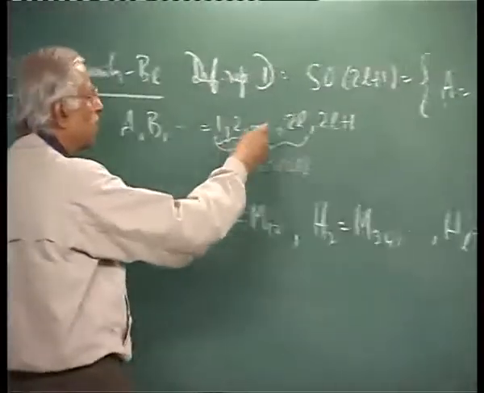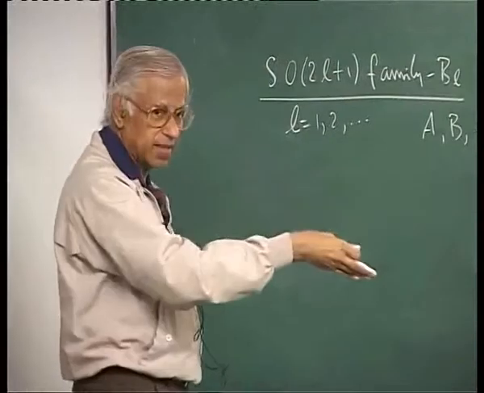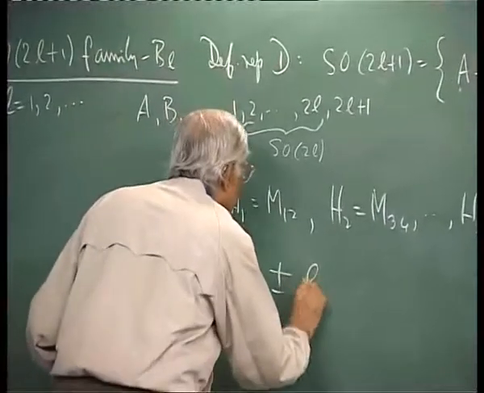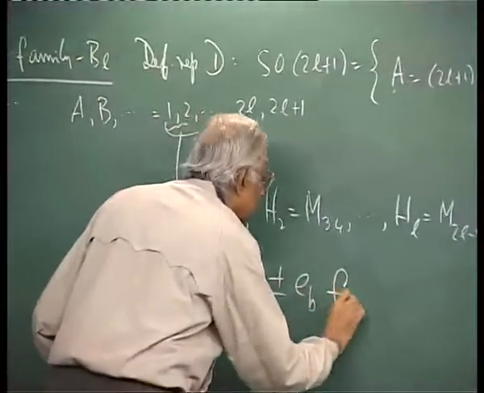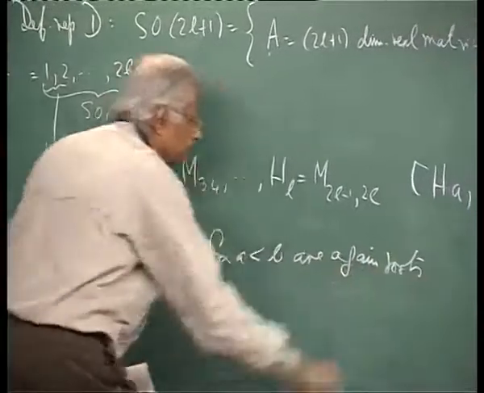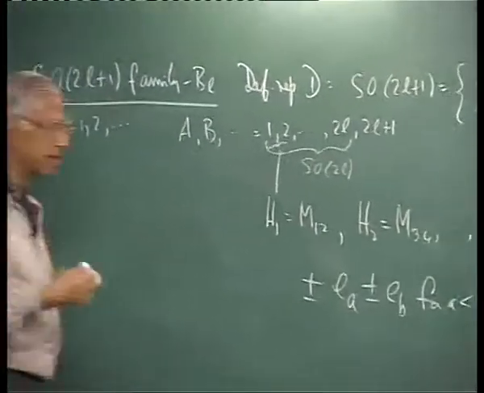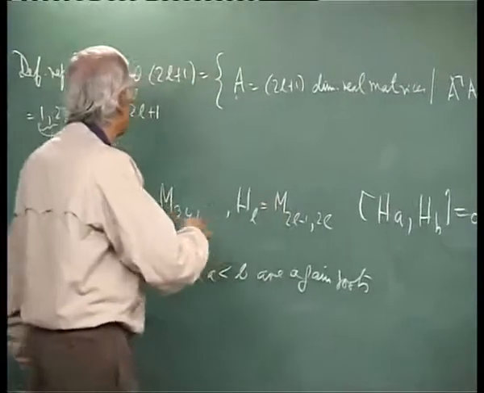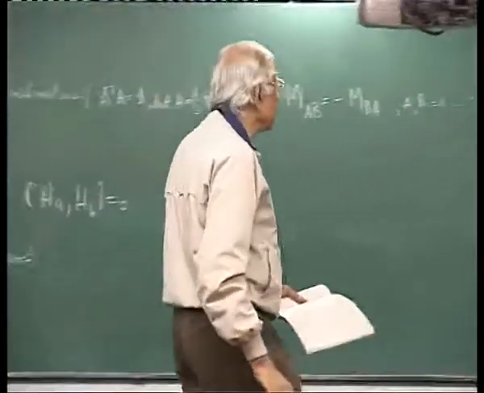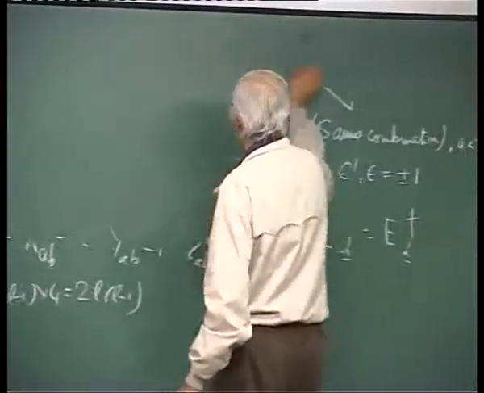If you just ignore the value 2L plus 1, the last dimension, and look at M_AB for A, B running from 1 to 2L, everything we did before will work. So what it means is that these expressions are again roots. But they are not all the roots. We will get some extra roots because the dimension is more, and that is where the dimension 2L plus 1 comes into play. So I need only to look at M_AB with one leg in the last dimension.